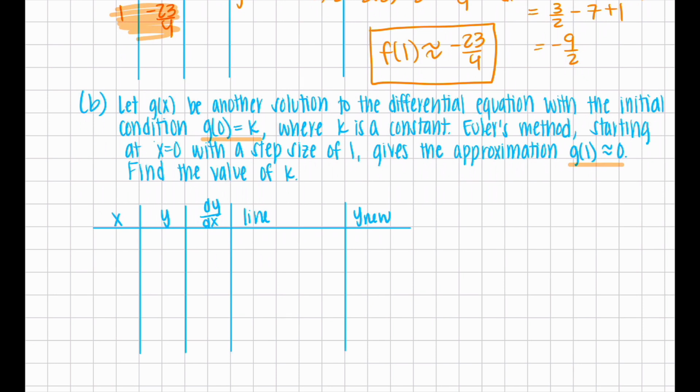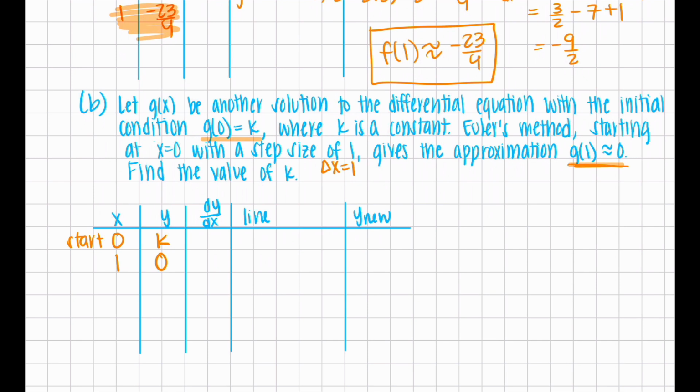We know we're starting with 0, k. We know k is a constant. We have a step size of 1, so that means that our delta x is 1. So if I start at 0, increase by your delta x, we have 1. And they're telling us our approximation g of 1 is 0. So we have a step size of 1, and we also only have one step. So let's fill in this first line and see if we can figure out what k equals.